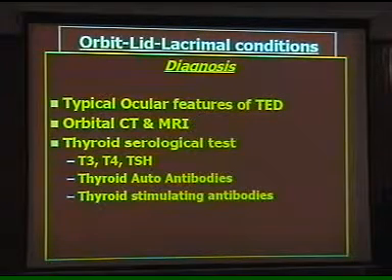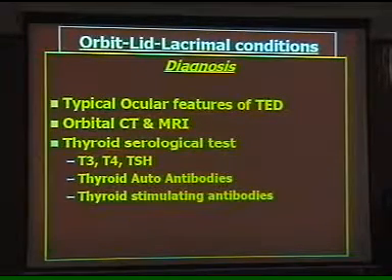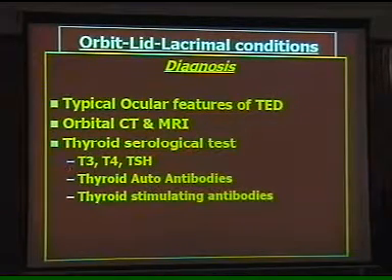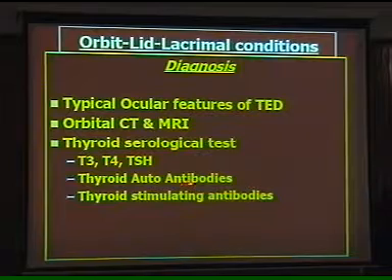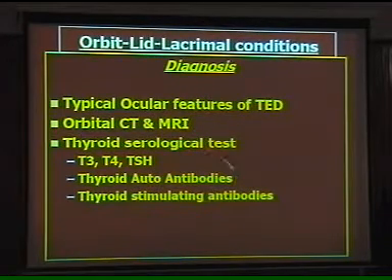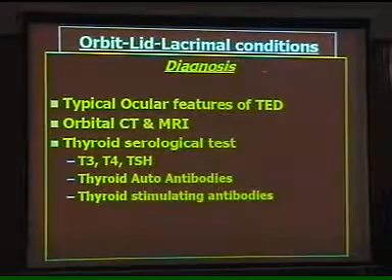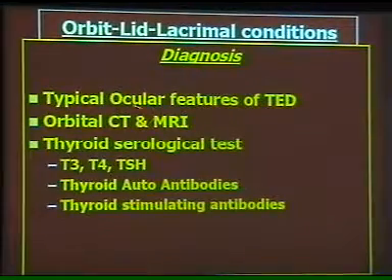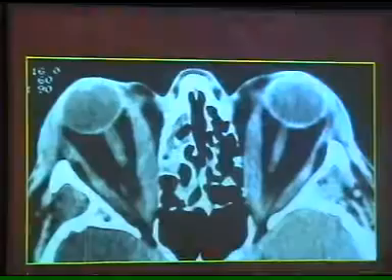orbital special slices, orbital CT or MRI, and there are serological tests like T3, T4, TSH, thyroid autoantibodies and stimulating antibody. But fortunately or unfortunately, the thyroid serological tests at times are not very conclusive. So, it is the typical ocular feature which is the key to make a diagnosis of thyroid eye disease, or with the help of orbital CT.